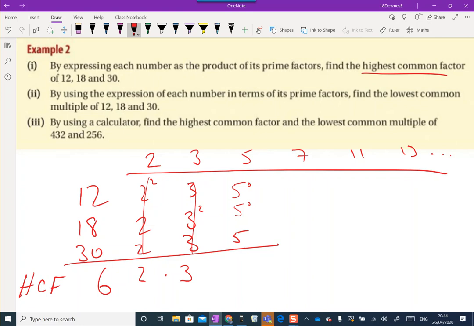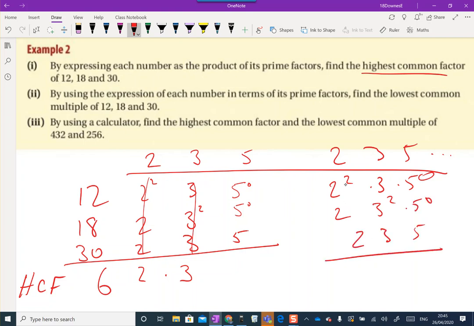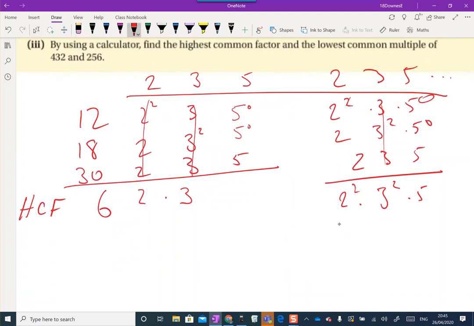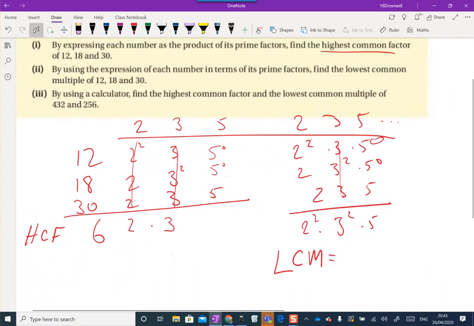Find the lowest, this time we wanted to find the lowest common multiple. So let me just get rid of that, I don't need them. Let me just set that information up again here. Now this time it's the other way around. This time you're looking for the highest power. And that then would come out to be your lowest common multiple. Okay, so that is a multiple that all 3 numbers go into.